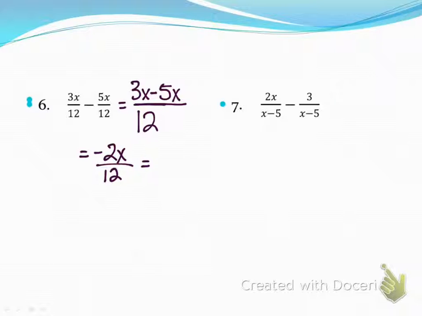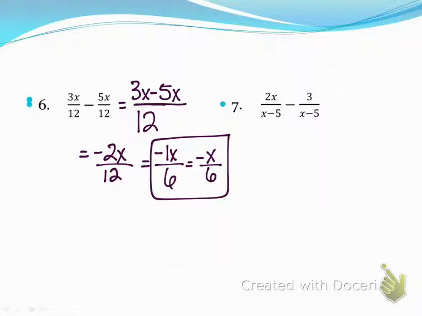What would it become? Close. Good. Negative 1x over 6. That is the same thing as just negative x over 6. So either one of those would be acceptable. Questions about 6?